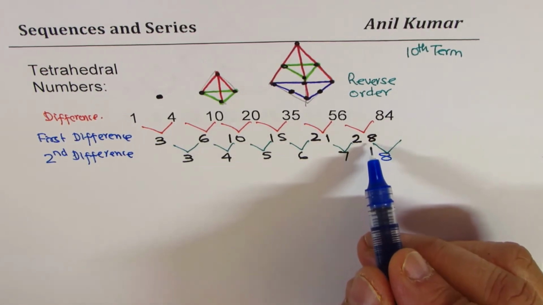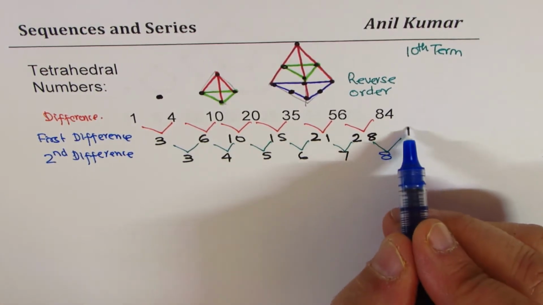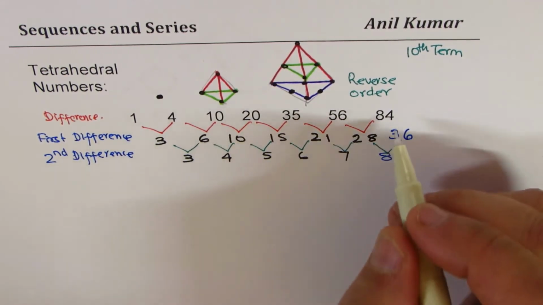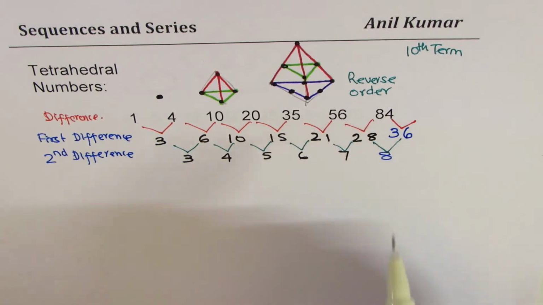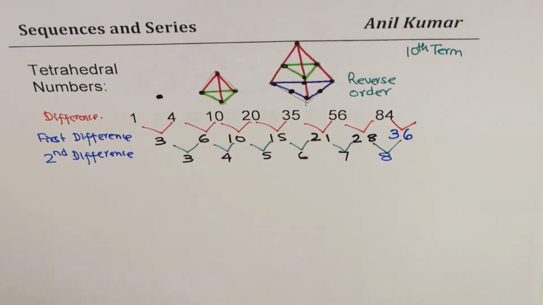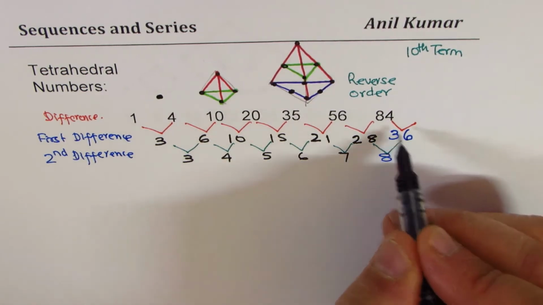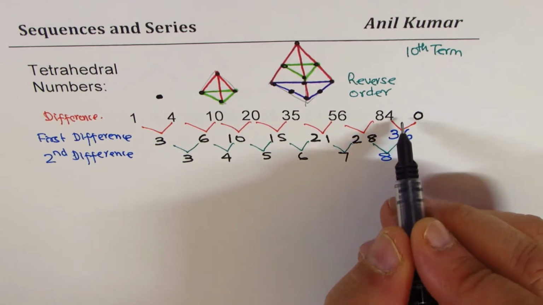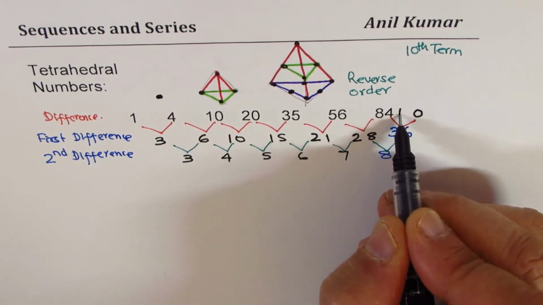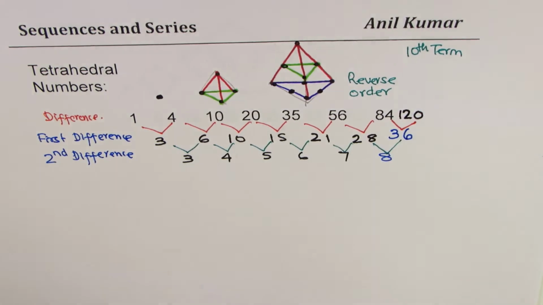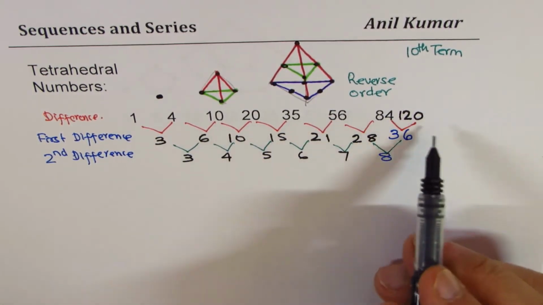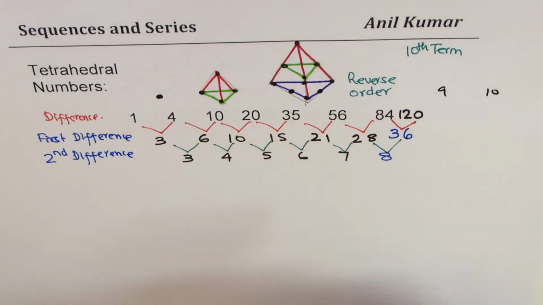So 8 plus 28 is what? 8 and 8 is 16, 6 and 1. So we get 36 here. 36, good. So next number will be what? I have to add 36 and 84. When I add 36 and 84, 6 plus 4 is 10 and 1. So 4 and 8, 12. Okay, so we get 120. So 1, 2, 3, 4, 5, 6, 7, 8. We have to go 9 and 10. 9 and 10. Is it okay?